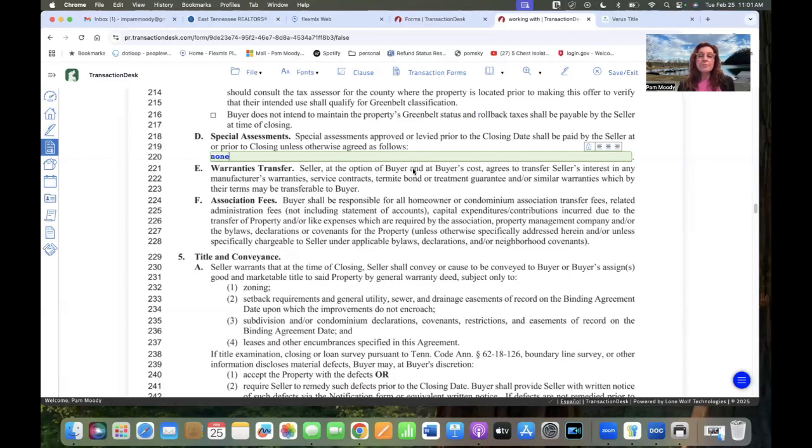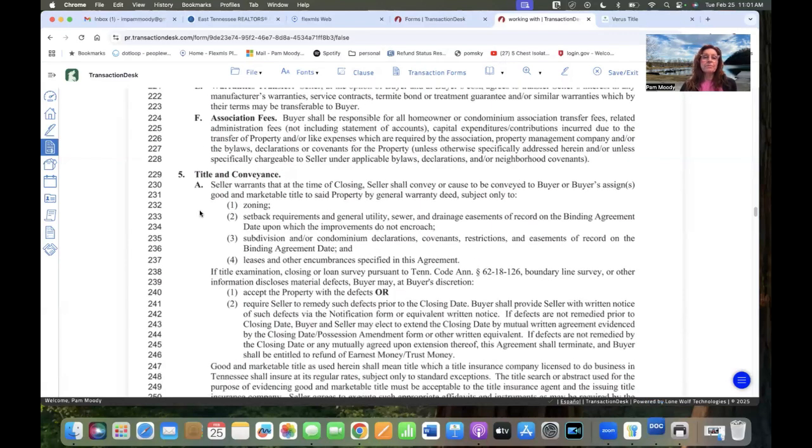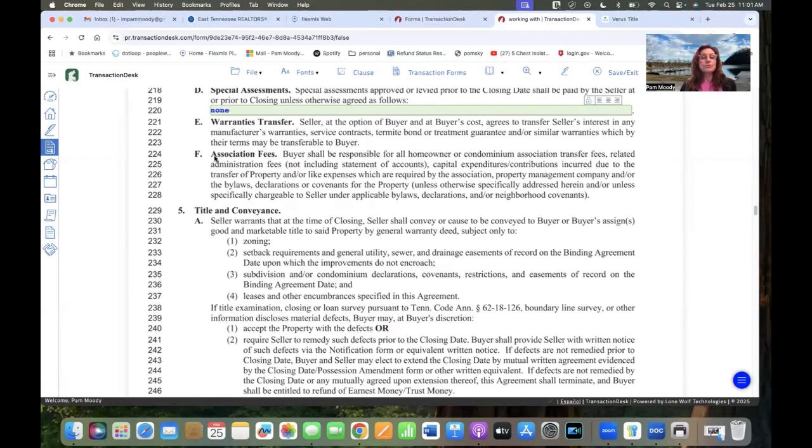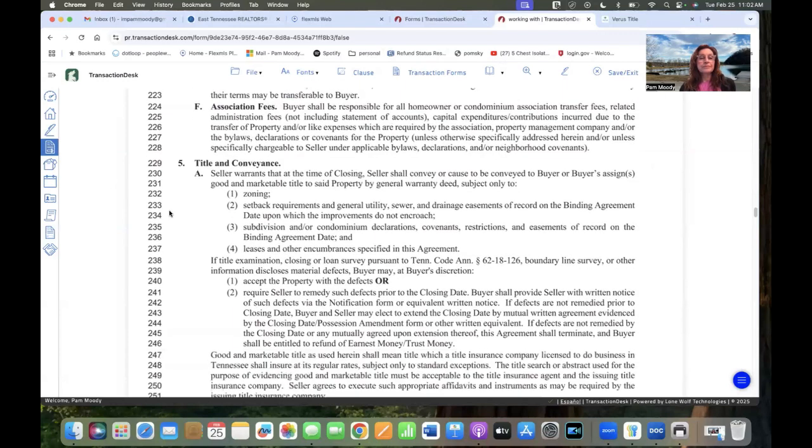Warranties, seller at the option of buyers or buyer's cost agrees to transfer seller's interest in any manufacturer's warranties, service contracts, termite bond, or treatment. So like if they have a termite contract, if you want them to transfer it to you, you can do that. Association fees. Buyer shall be responsible for all homeowner or condominium association transfer fees related administration fees, not including statement of accounts, capital expenditures. So the association fees you're taking over.